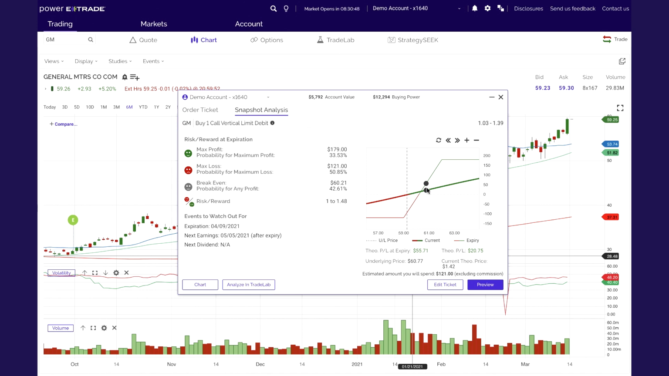This is one of my favorite tools, and it's one I think that is especially useful for people as they go from basic buying calls and buying puts to more advanced strategies like bull call spreads, iron condors, where they want a better visualization. That's the snapshot analysis as tool number 1.